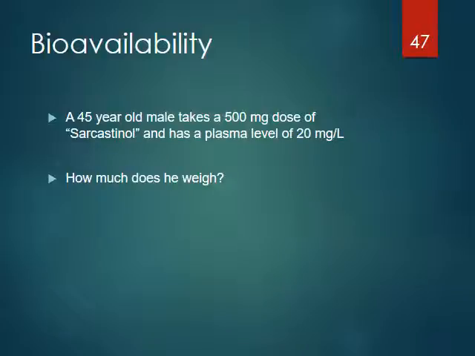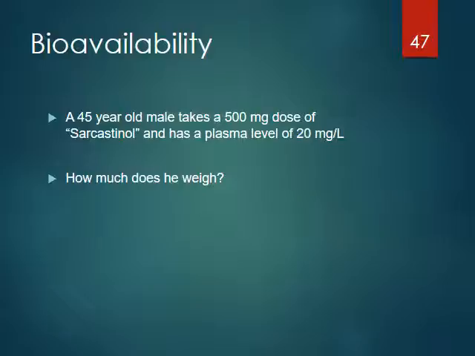Okay, and then just for something that you wouldn't really normally do in a clinical scenario, but just to show you all aspects of the utility of that equation, C0 equals dose over VD. Let's say we had a 45-year-old male who took a 500 milligram dose of sarcastanol, and now he has a plasma level of 20 milligrams per liter. How much does that patient weigh? And so you could actually still figure that out based on what we know.